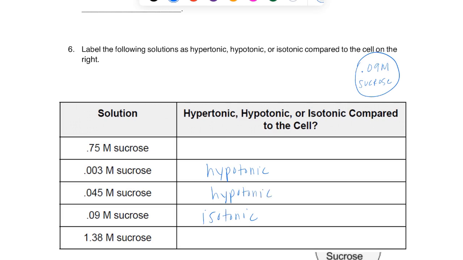And I think that's it. Hypertonic is having a greater solute concentration. So besides just the ones that are left, if we think about it, 0.75 is greater than 0.09. So this would be hypertonic. And 1.38 is also greater than 0.09. So this would be hypertonic.